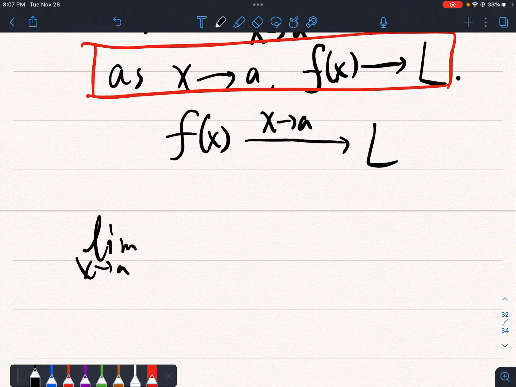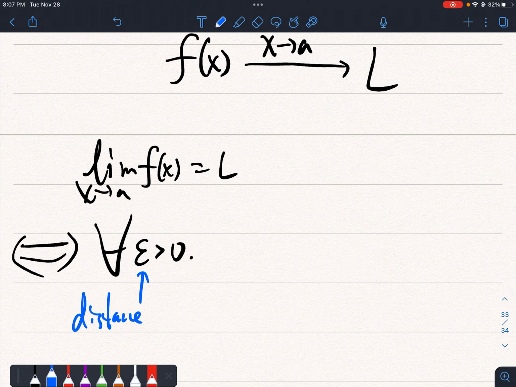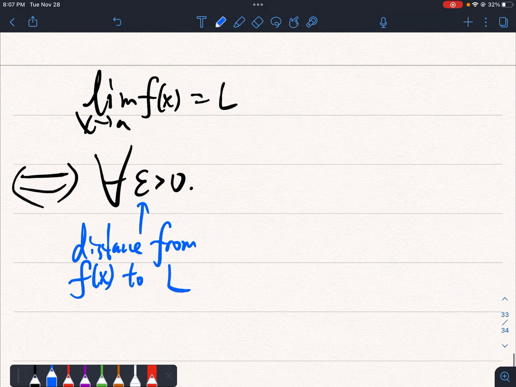So which means the correct definition of the limit of x goes to a of f of x is equal to L is that for all epsilon bigger than 0. We use this epsilon to denote the distance from f of x to L. Okay? We use this, it's actually not the distance, but we use it to describe the distance or to bound the distance.